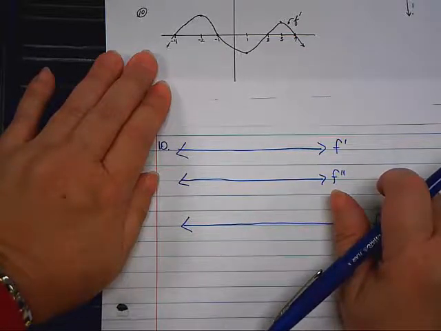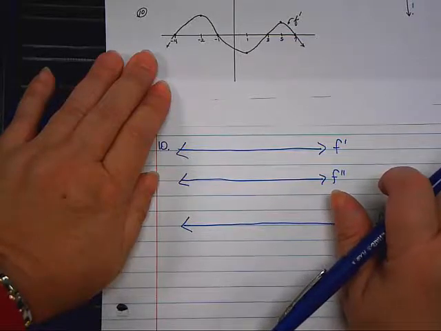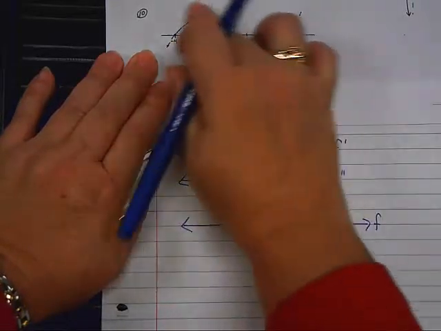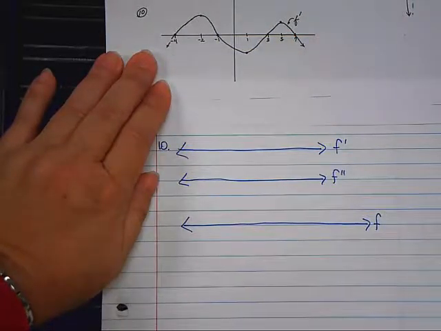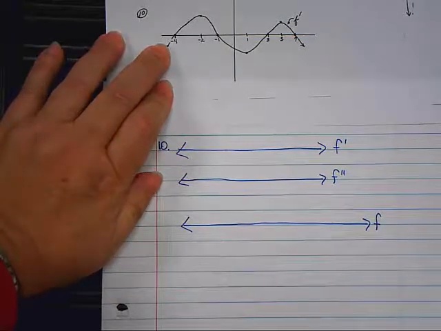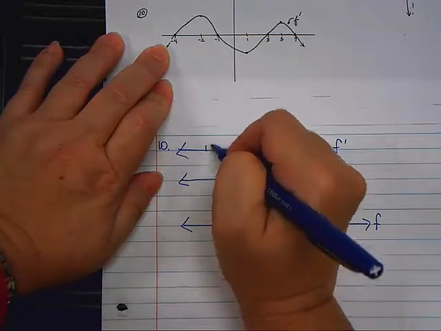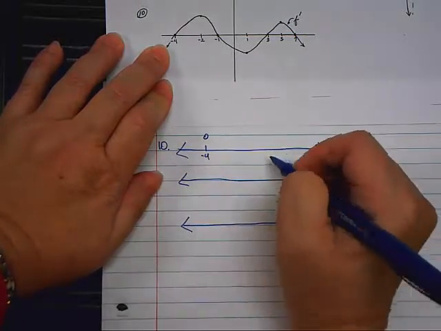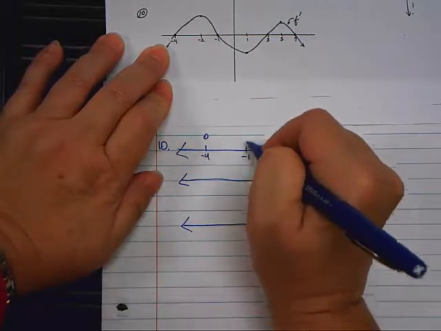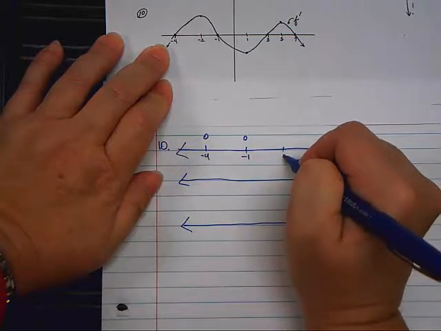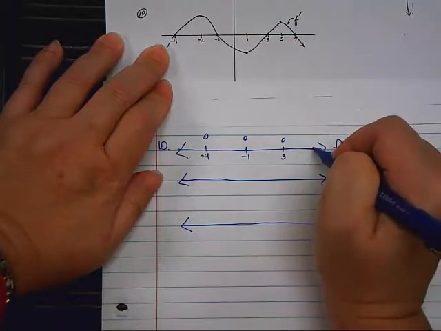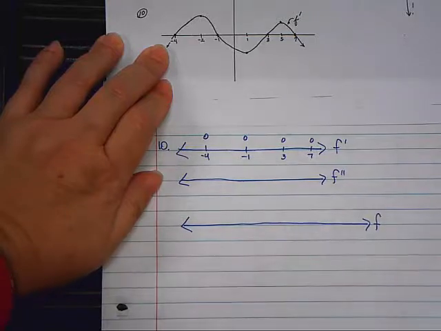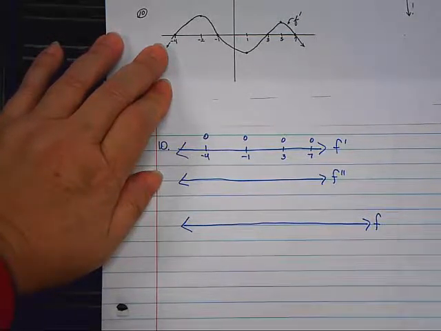Y'all aren't even listening to me. You set it equal to 0. Okay? Now, look at this picture. Where does that picture equal 0? -4, right? Okay, so the 0 is going to be at -4, and at -1, and at 3, and at 7. Okay. Those are where the derivative equals 0.